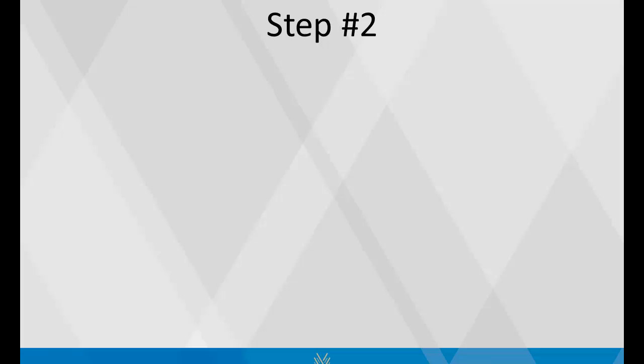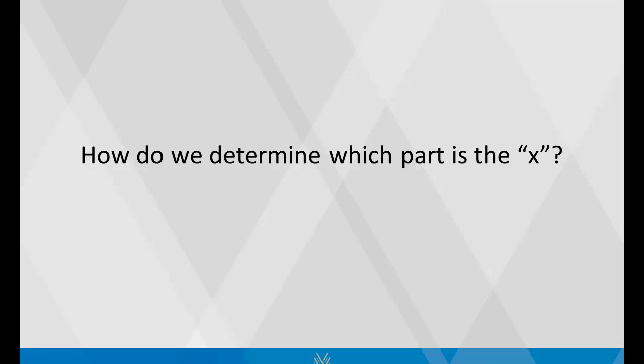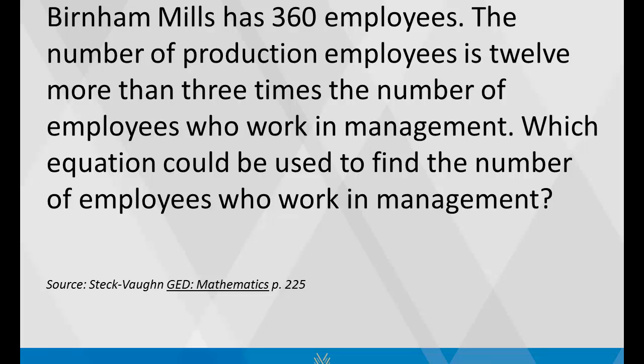The second step is to assign the x value. In this case, we have to decide which part, production employees or management employees, can be represented by using the x. Keep in mind that x is a variable that represents an unknown value. How do we determine which part is the x? Let's go back to the original problem to see which part we have to use symbols to express. Then the other part we will express using just the x.